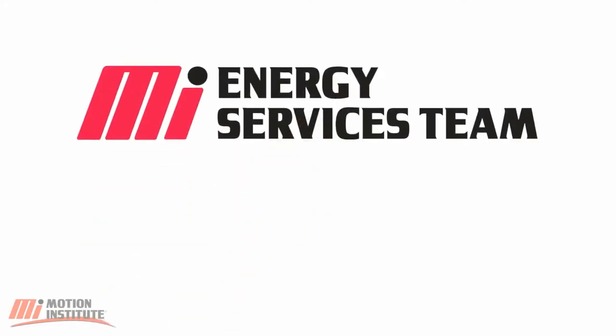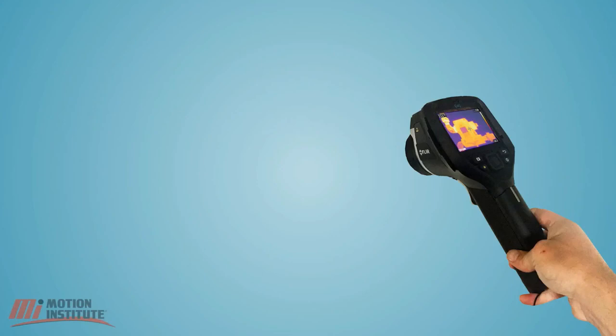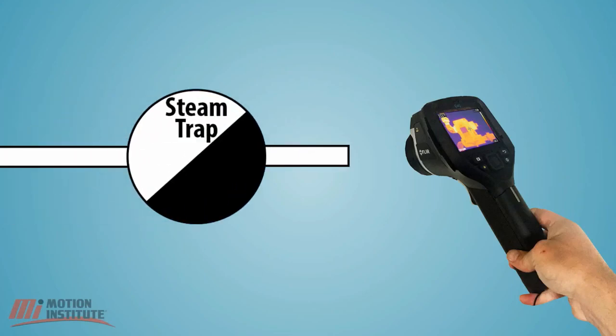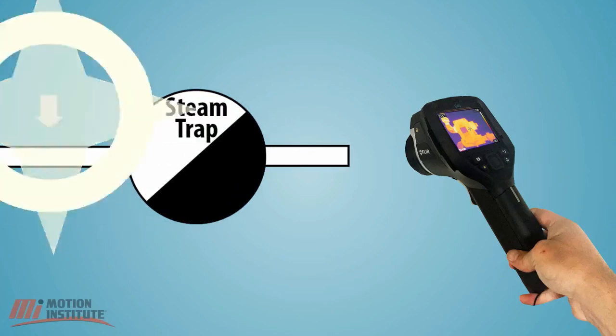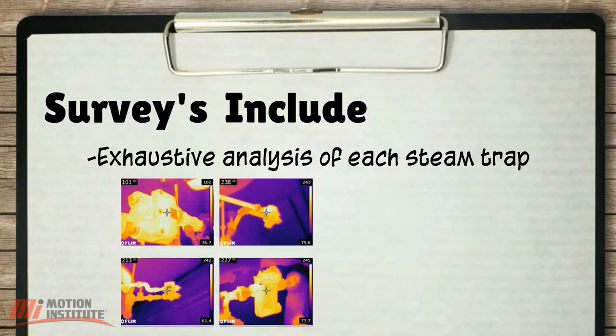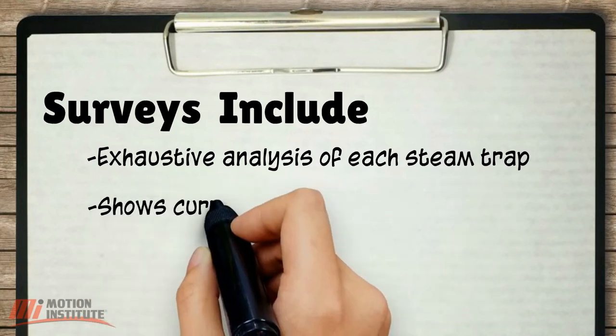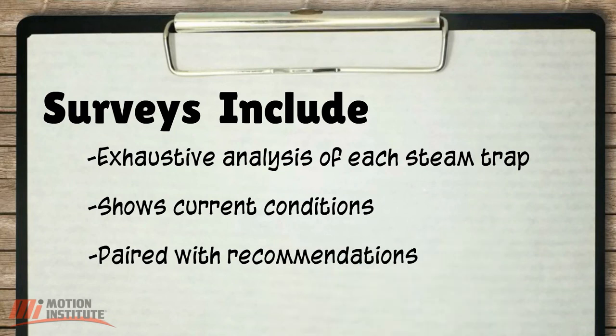The Energy Services team will conduct a system-wide steam trap survey by using thermal imagery to detect failed traps based on the heat temperatures identified upstream and downstream of the trap. Following the field portion of the survey, a comprehensive report will be compiled outlining all of the traps and their current conditions with recommendations for proper replacement components.